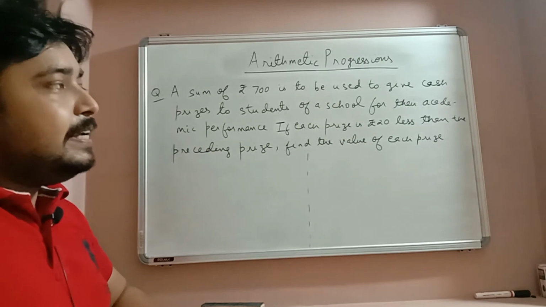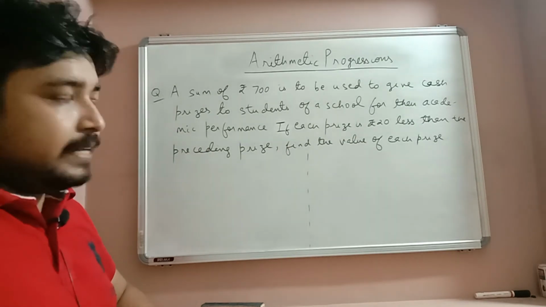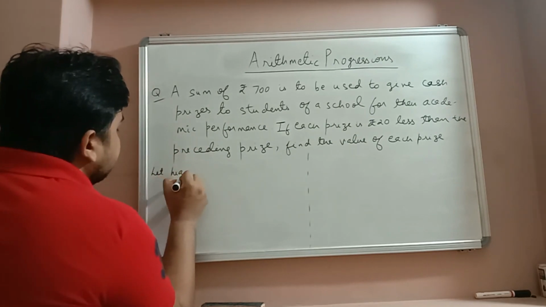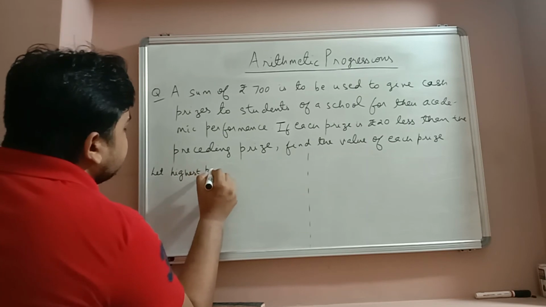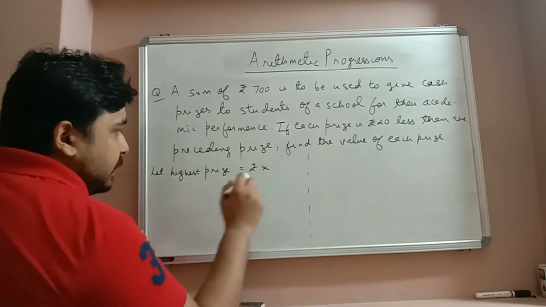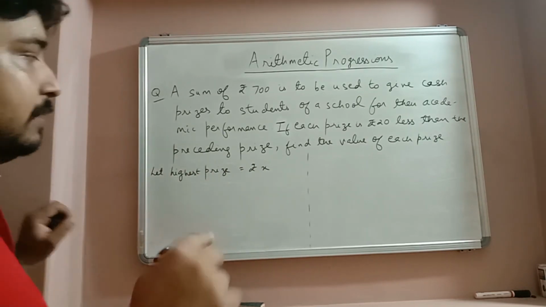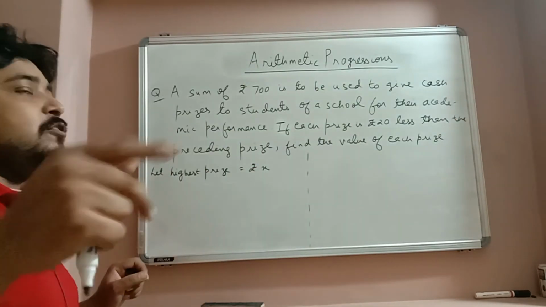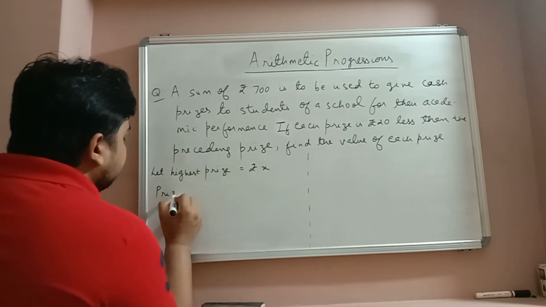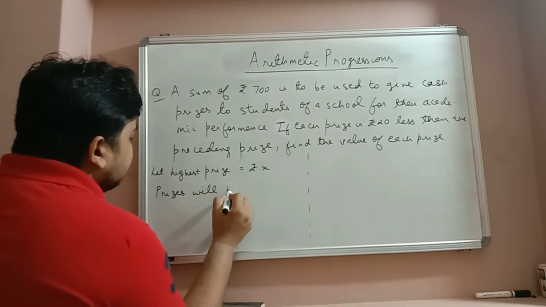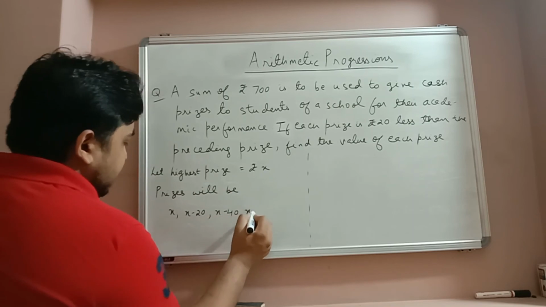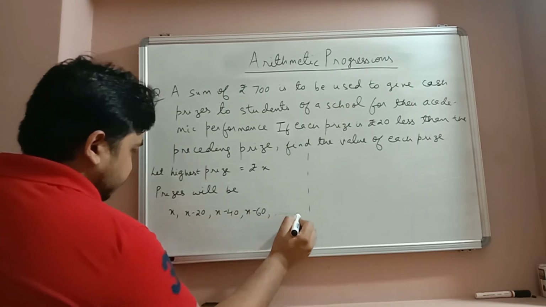Now let us take the highest prize that is to be distributed to be rupees X. Then obviously the next prize will become X minus 20, and the subsequent will become X minus 40, and so on. So the prizes will become X, X minus 20, X minus 40, X minus 60, and so on.